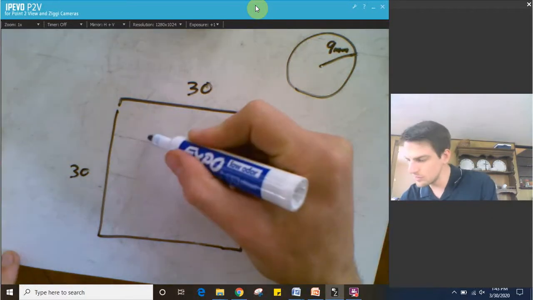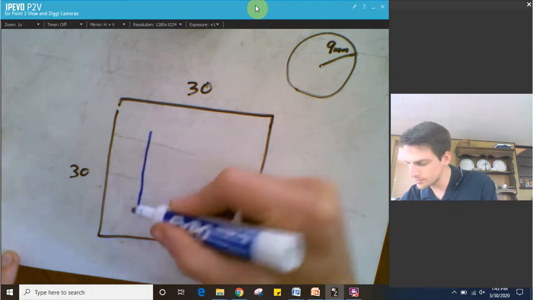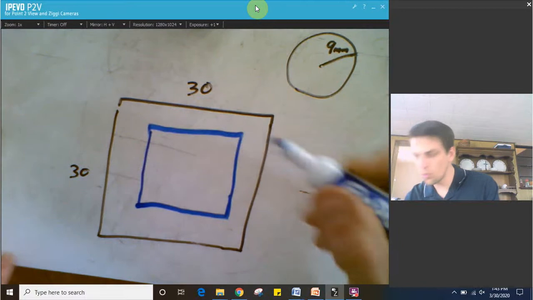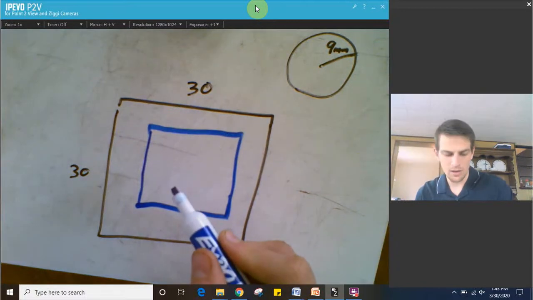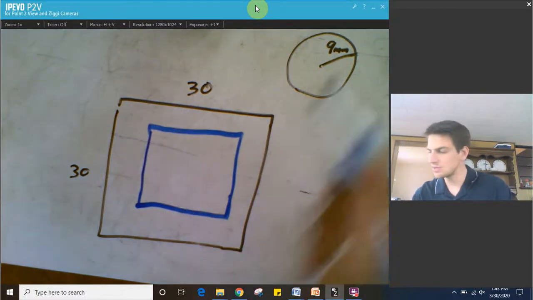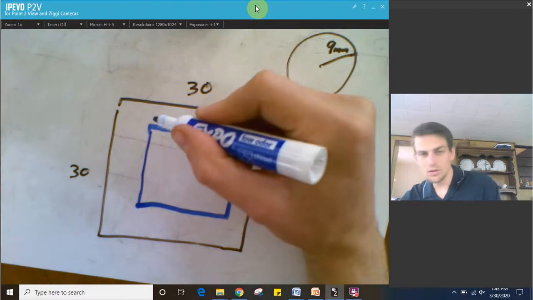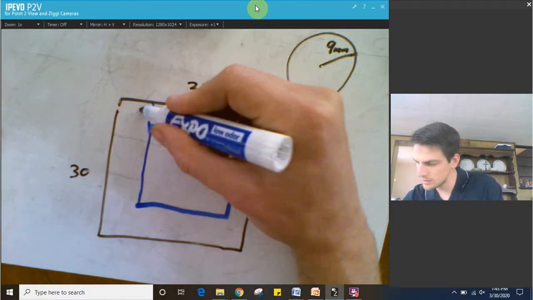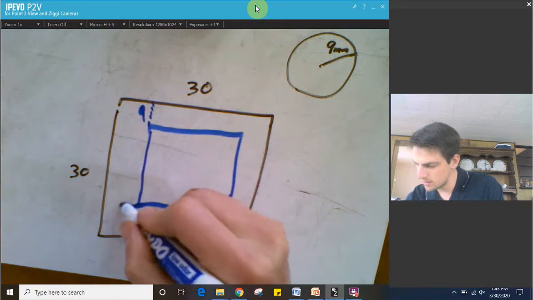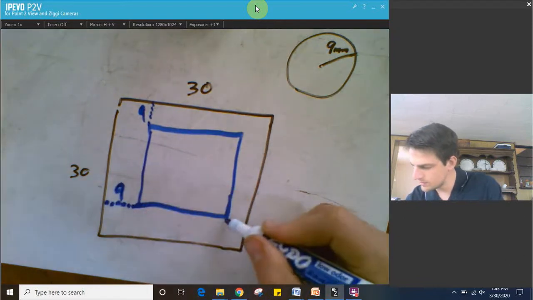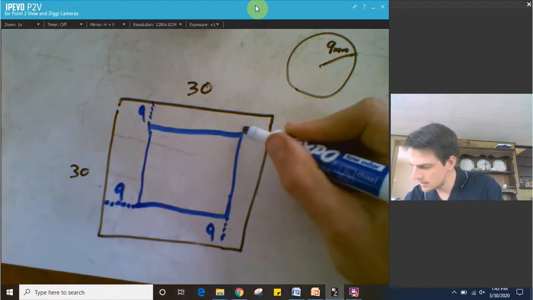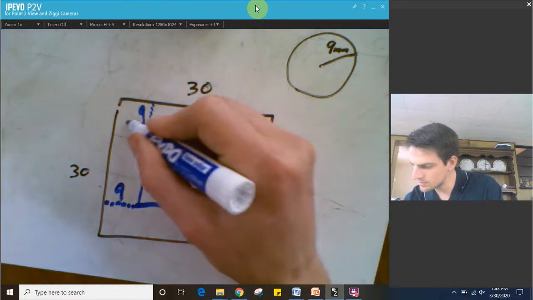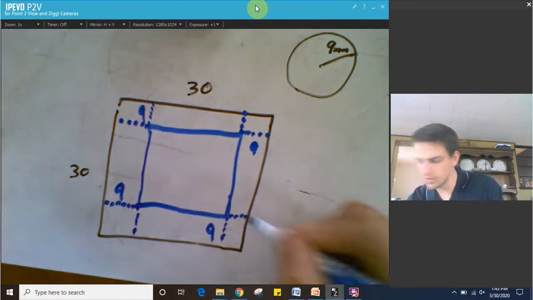There's going to be this little square in the middle of our big square. And if our coin lands in that square, then we win because the edge is not going to touch. That square is going to be 9 millimeters away from all the sides. So this distance right here is going to be 9, this distance is 9, this is 9, and this is 9. And I could draw in the other distances as well. This is where the diagram from your book is coming from.